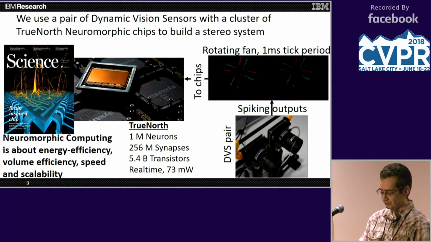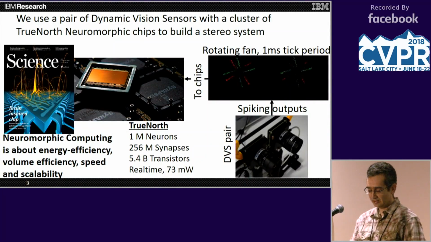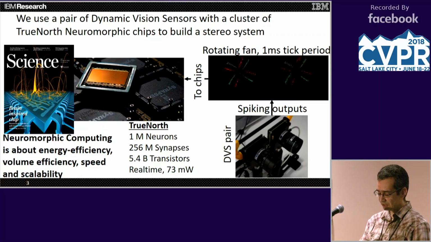A dynamic vision sensor emulates in some ways the human retina and provides sparse inputs to our system. The video shown here shows the left and right camera output on a fast-moving fan. Each frame in this video corresponds to 1 millisecond worth of data produced by the stereo sensors. This data is in turn sent to a cluster of neuromorphic chips.